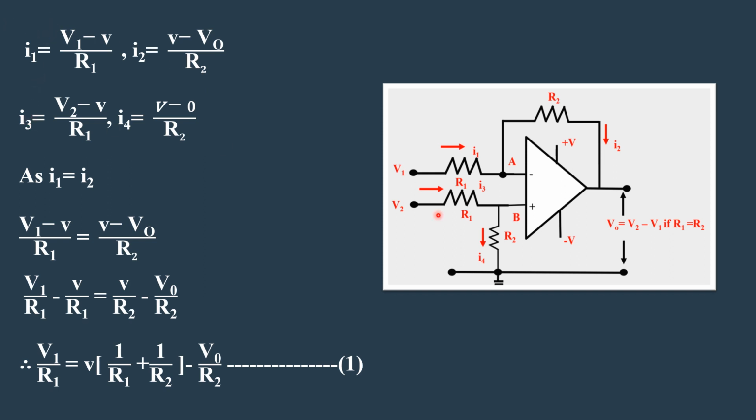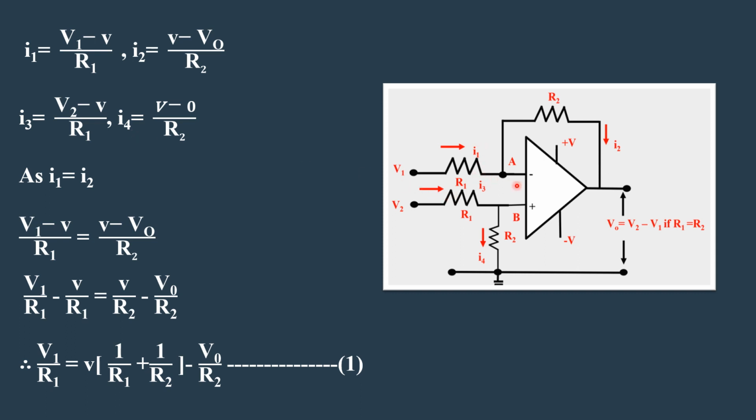Similarly, I3 can be written as V2 minus V divided by R1, and I4 can be written as, here this potential is V minus 0, as it is connected to ground, divided by R2. So in this way we have written from this circuit diagram values of I1, I2, I3 and I4.